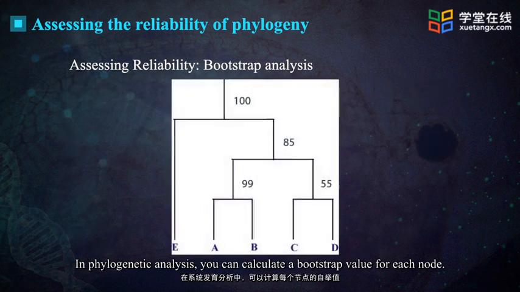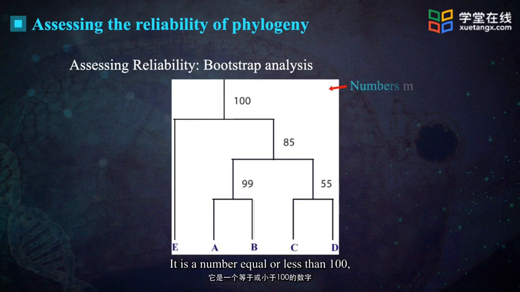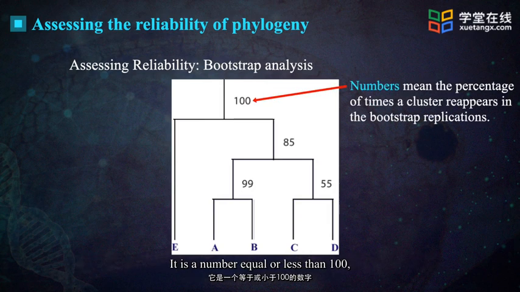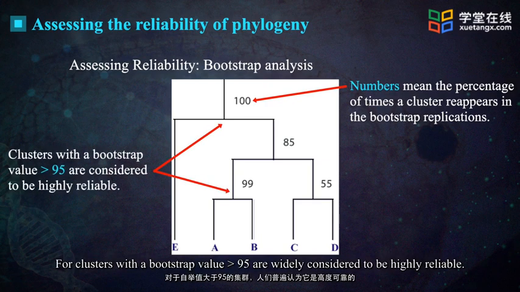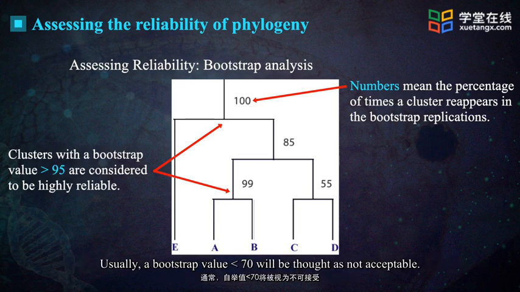In phylogenetic analysis, you can calculate a bootstrap value for each node. It is a number equal to or less than 100, meaning the percentage of times a cluster reappears in the bootstrap replications. Clusters with a bootstrap value of over 95 are widely considered to be exceptionally reliable. Usually a bootstrap value below 70 is considered unacceptable.